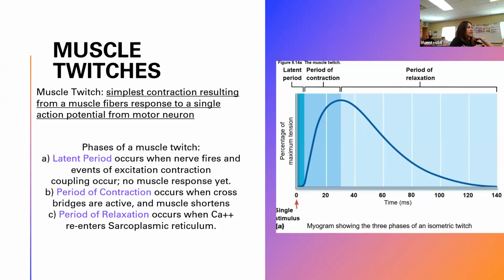This is what it looks like in a lab setting. So here is this latent period, the period of contraction, and then the period of relaxation. This is measuring time and then maximum tension. This was on your PowerPoint. I'm not sure if it'll show up on the exam, but it's possible it might. And this has to do with muscle twitches. Again, knowing the definition of muscle twitch, that it's the simplest contraction that occurs, and then it results from muscle fibers responding to an action potential. And then again, knowing the 3 phases and what is occurring at each phase.